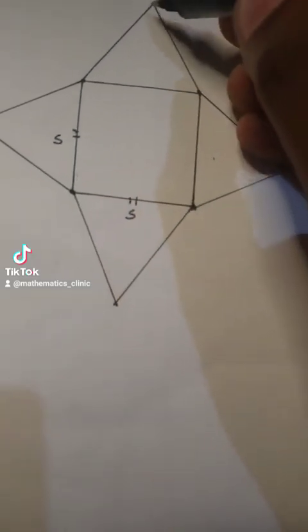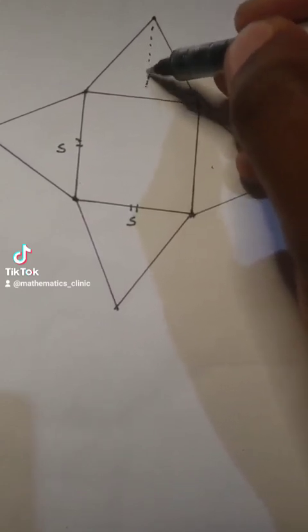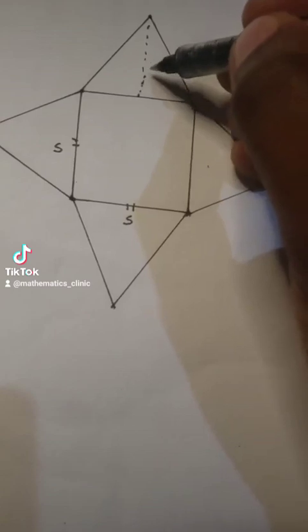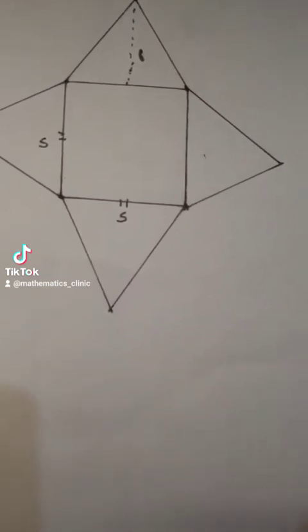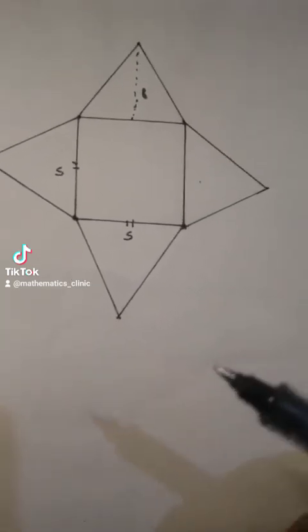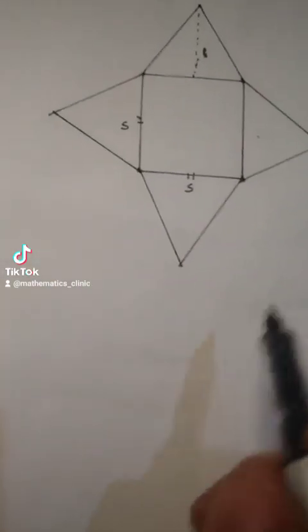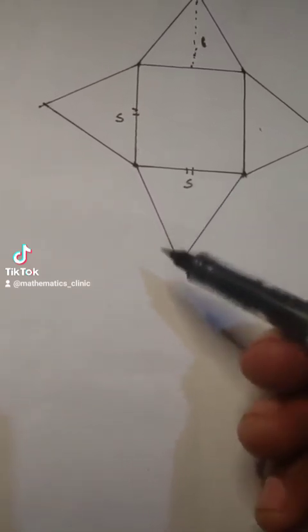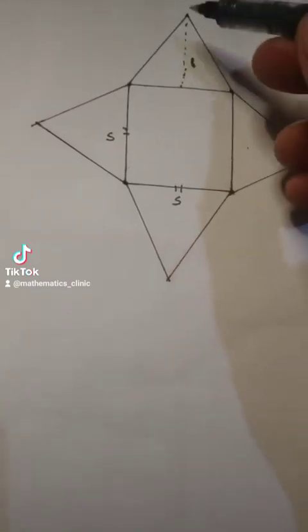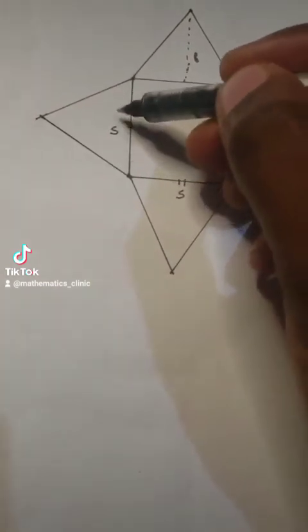Then we have that slant height that is running from the peak all the way down to where our base is, and we'll call that our slant height, which will be denoted by L. So how do we find the total surface area of this? For us to find the total surface area, we are going to first find the area of this right angle triangle, because the slant height makes a 90 degree angle, this would be 90, that would be 90.